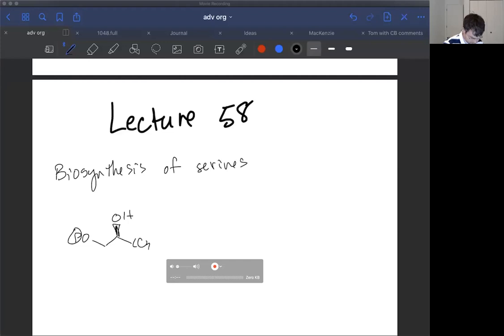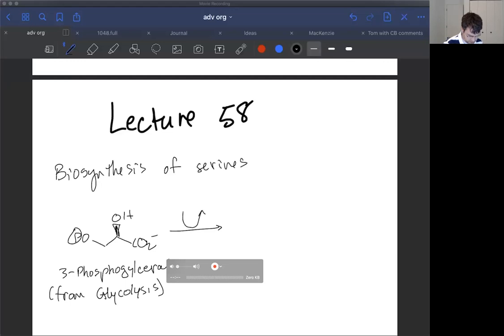What we do in this one is we start with an intermediate that we've seen before, or maybe we haven't seen this one before, but it's common enough. It's 3-phosphoglycerate. I'm going to check the book here. I thought this was in the glycolysis pathway. Yeah, I thought we'd seen this before, but it's hard to keep track of where all of these have come from. So, okay, what we're going to start with is an oxidation using NAD+, going to NADH.